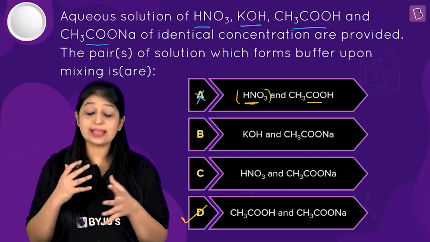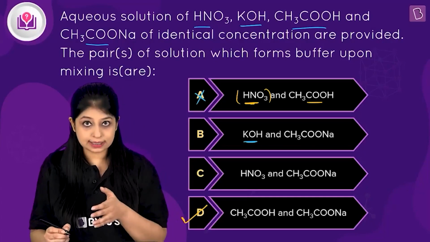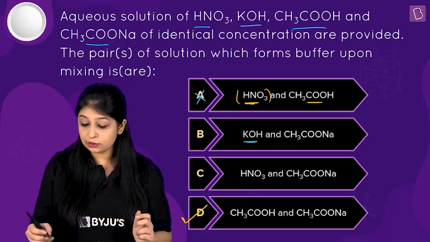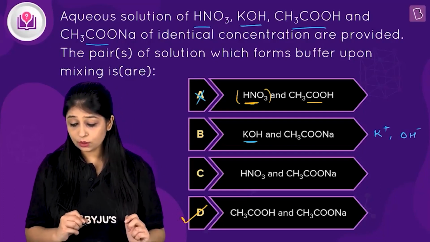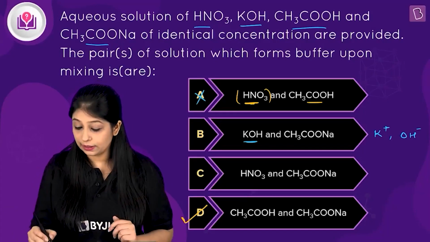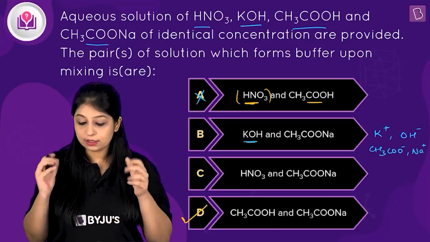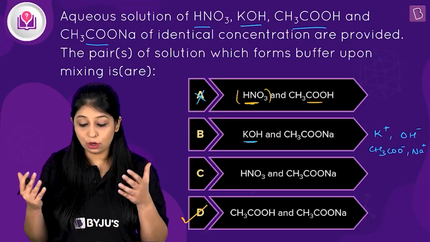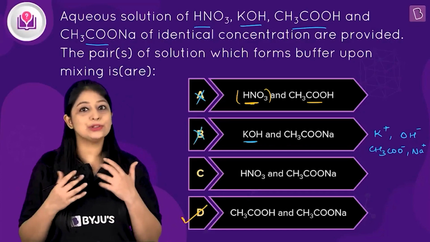What about KOH and CH3COONa? KOH is a strong base. It will dissociate to give K+ ions and OH- ions. And CH3COONa is a salt of a weak acid and it will give us CH3COO- ions and Na+ ions in the aqueous medium. So it does not fit our criteria. We do not have a weak acid among them. So option B is also not correct.